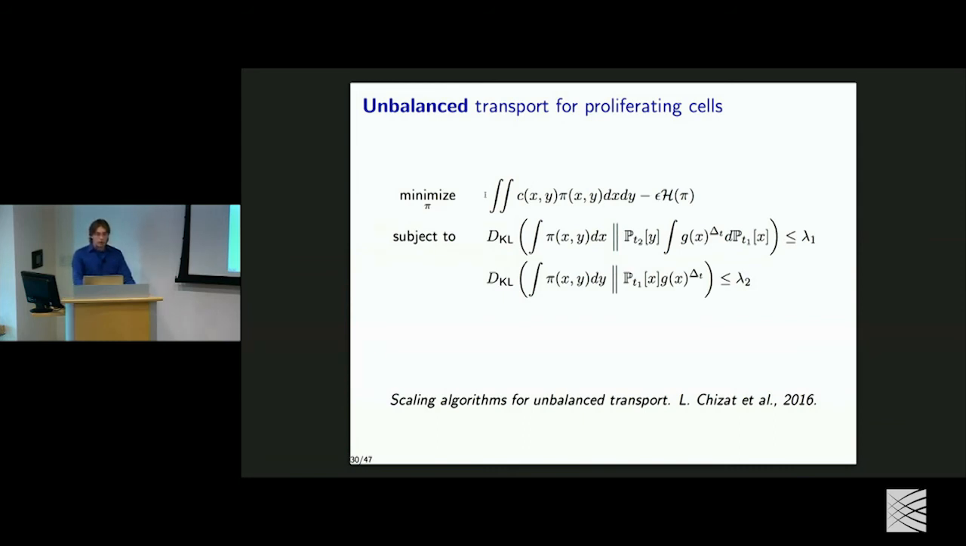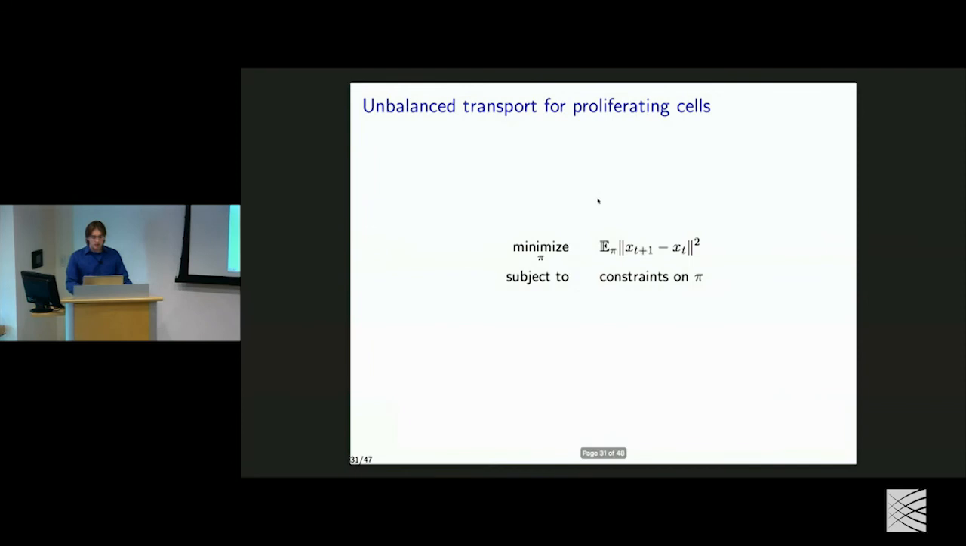And now what we're going to do is identify an optimal transport plan that minimizes this cost. So we're going to minimize the distance between cells at time t plus 1 and cells at time t. And we're going to identify a transport plan that minimizes this distance, subject to some constraints on this transport plan.